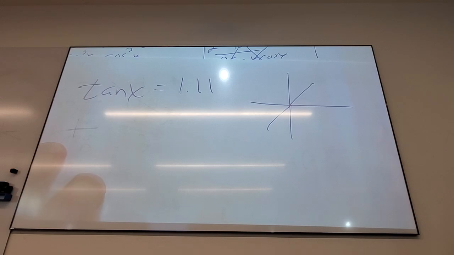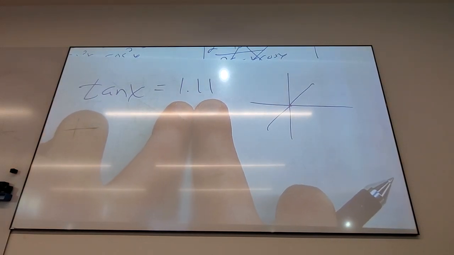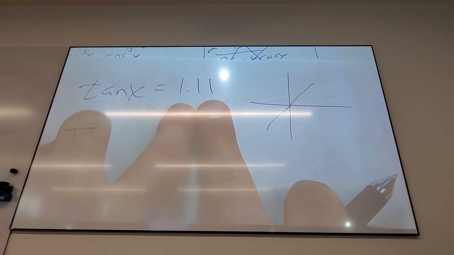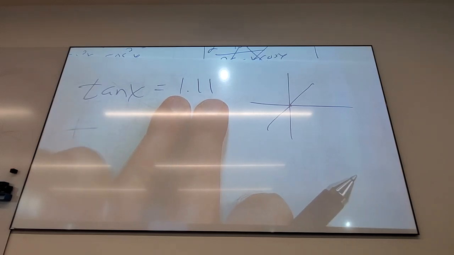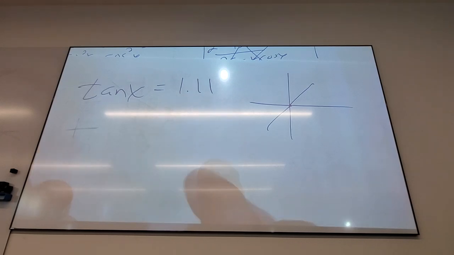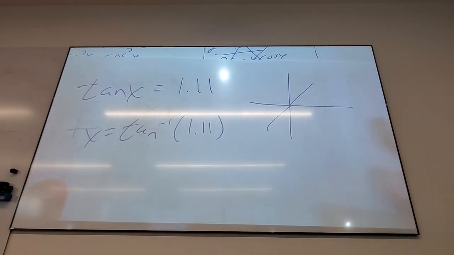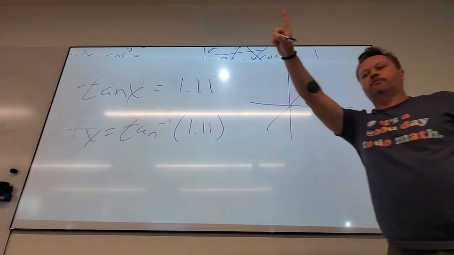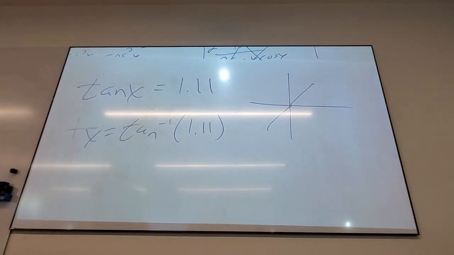How do I know when I have to do that? When the value I give here is not one we know. It's not rad 3 over 3. It's not rad 3. It's not 1. Then I know I have to use, that's the only way. So x is the inverse tangent of 1.11. Real quick, what's the inverse tangent of 1? When is tangent 1? 45? Pi over 4. Yes? Tangent is 1 at pi over 4.